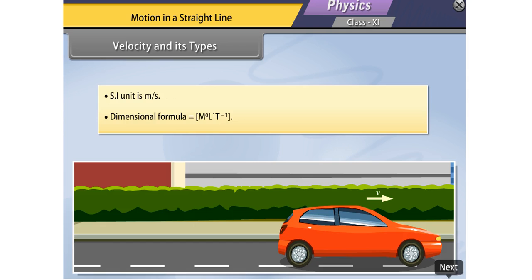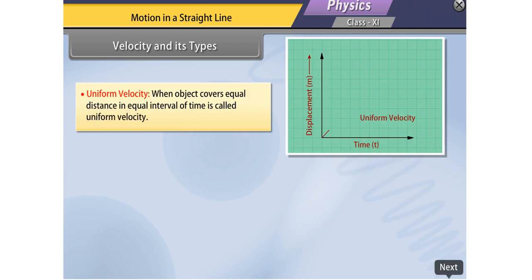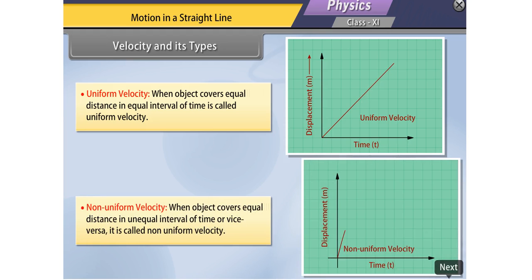Uniform velocity. When object covers equal distance in equal interval of time is called uniform velocity. Non-uniform velocity. When object covers equal distance in unequal interval of time or vice versa, it is called non-uniform velocity.